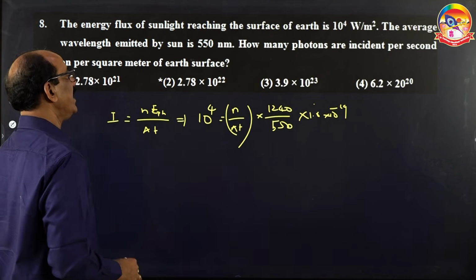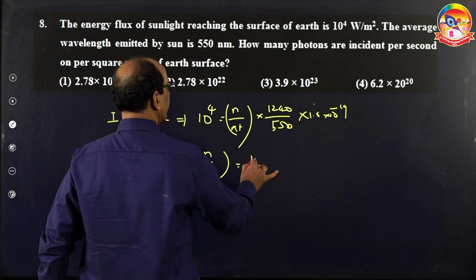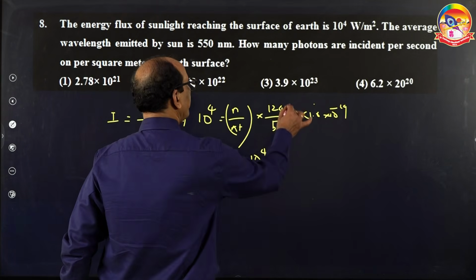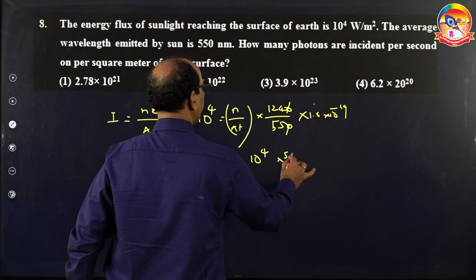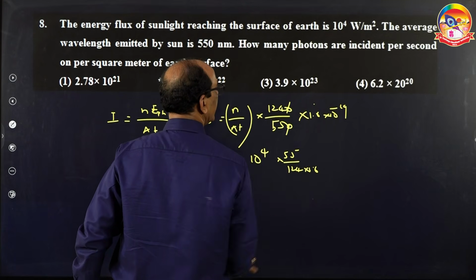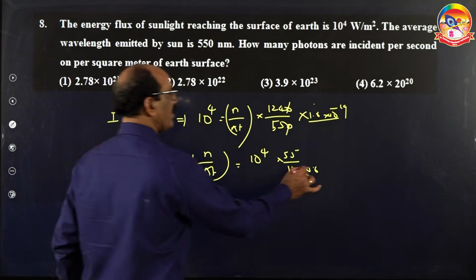So if you simplify it, what we get here is n by A t should be equal to 10 power 4 times 55 by 124 into 1.6. Here we can make use of this 1 by 1.6 into 10 power minus 19.